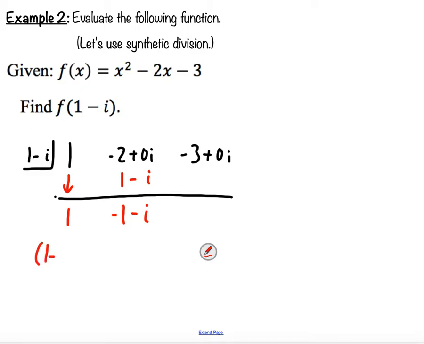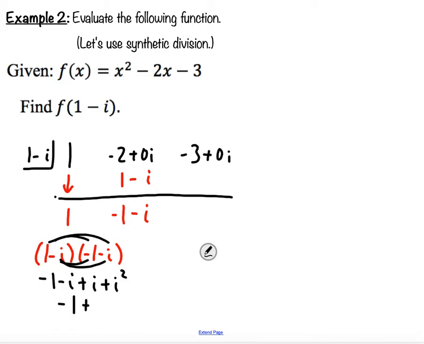And so I probably am going to have to come down here and do my math on this. So 1 times a -1 is a -1. 1 times a minus i is a minus i. -i times a -1 is a plus i. And a minus i times a minus i is a plus i squared. So the middle terms cancel out. i squared has a value of -1.